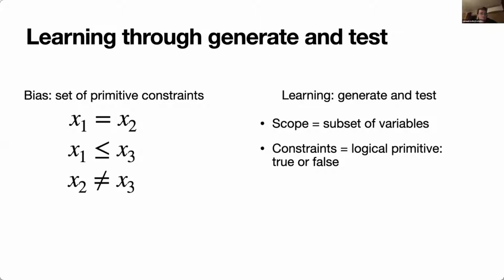All right, so there's a general theme in which constraints are learned through generate and test methods. You have a bias, a set of primitive constraints and maybe rules to nest them. Then you generate a constraint, and then you test whether the constraint holds or not. The constraint is basically a primitive that either holds or it doesn't hold.